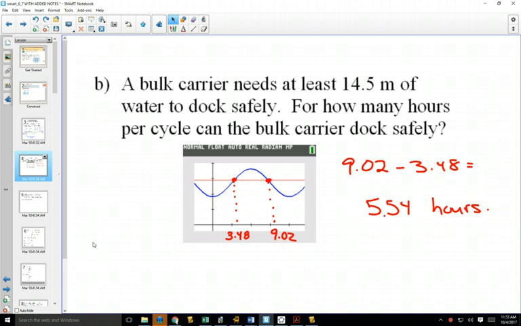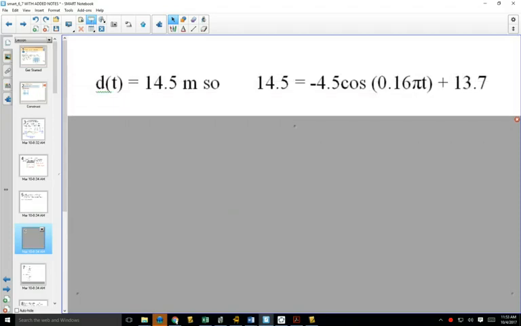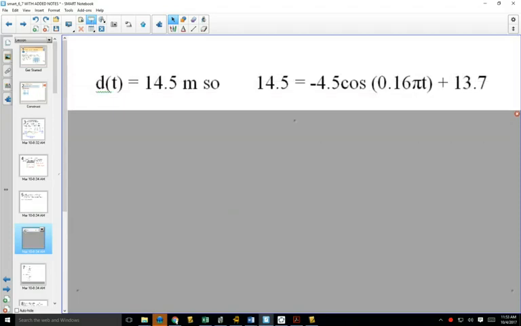I'll show you how you would do this just with a regular calculator using your knowledge, your CAST rule and reference angles and all of that to figure it out. So first of all, when you're trying to find out when it intersects with 14.5, that's like telling you that the y value is equal to 14.5. So if I plug 14.5 in for the y value, I get this equation, and I have to solve for t. It's a cosine equation.